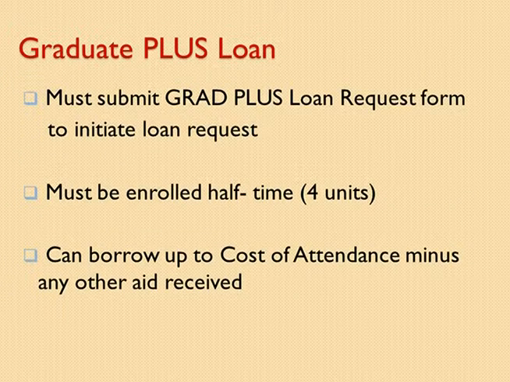To request a Graduate Plus loan, you must submit what we call a Graduate Plus loan request form. This form is available on the financial aid website. Again, you must be enrolled at least half-time, meaning 4 units. And for the Graduate Plus loan, there is no annual loan limit. Basically, a student can borrow up to their cost of attendance minus any other aid that they've received.